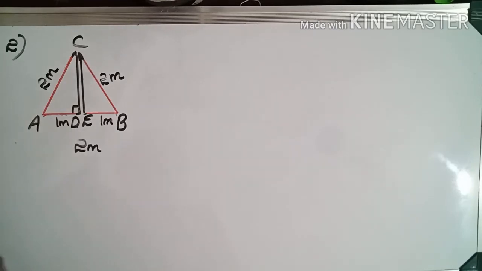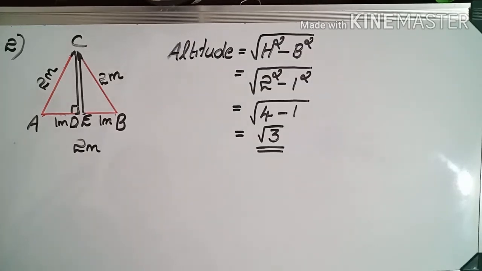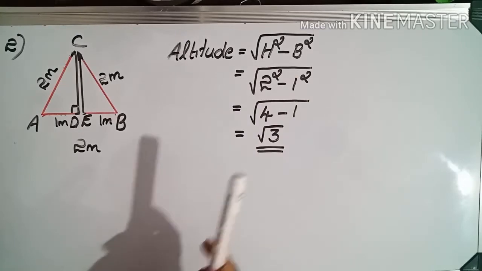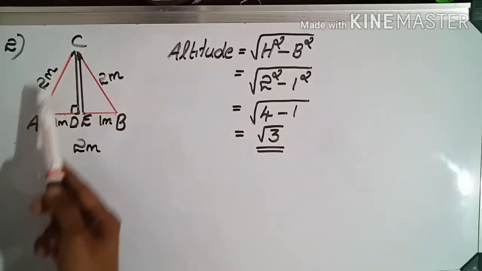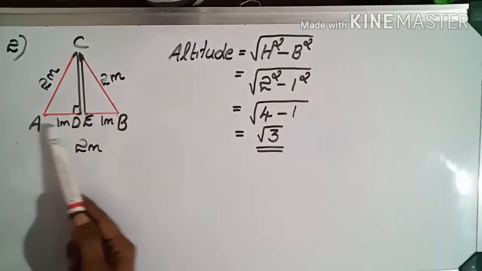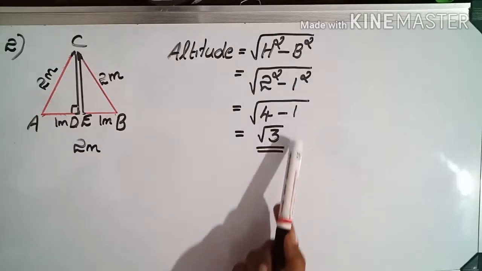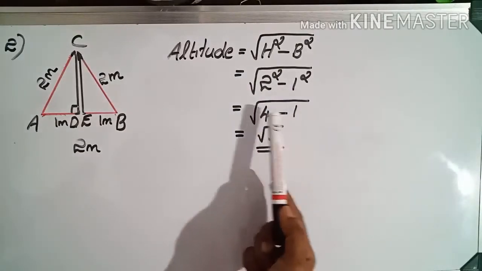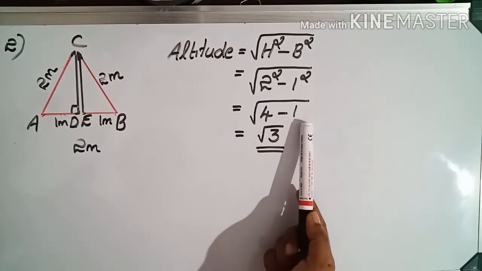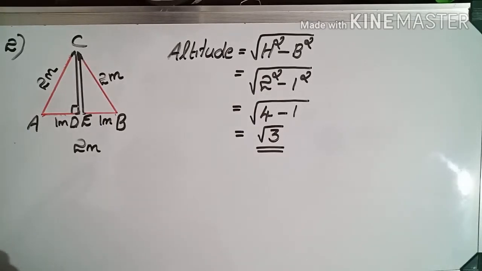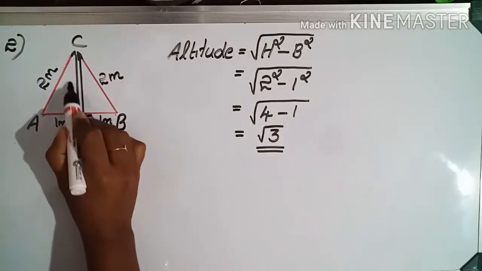Then we will get the perimeter of one part. The second part will also be the same. So altitude equals the root of hypotenuse square minus base square. Hypotenuse is AC, that is 2 meter. So 2 square minus base, which is 1 meter, so 1 square. 2 square is 4, minus 1 square is 1. So root of 4 minus 1, 4 minus 1 is 3. So root 3 is the altitude. That means this DC will be root 3.